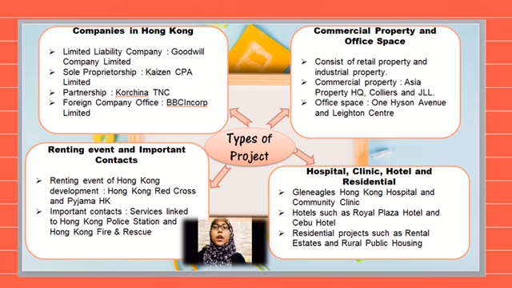Number 3 is the renting event and important contacts. The renting events provided by Hong Kong Development consist of Hong Kong Red Cross, PG HK, and many more. And important contacts linked to the Hong Kong Development include Hong Kong Police Station, Hong Kong Fire and Rescue Department, and Hong Kong Hospital. And the last type of project involved in the development is hospitals, clinics, hotels, and also residential projects.